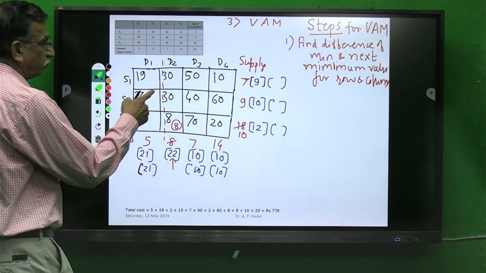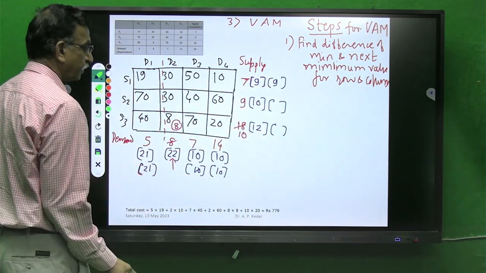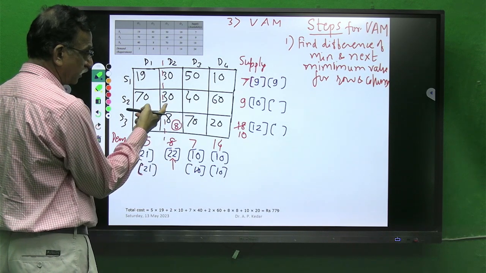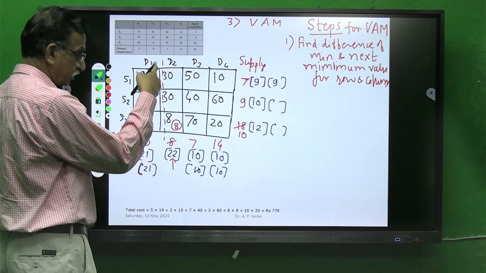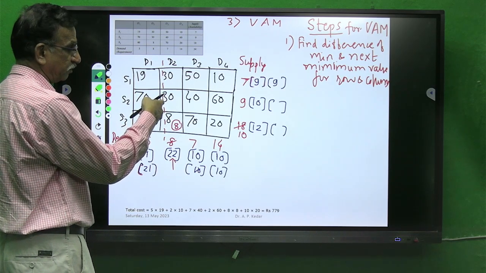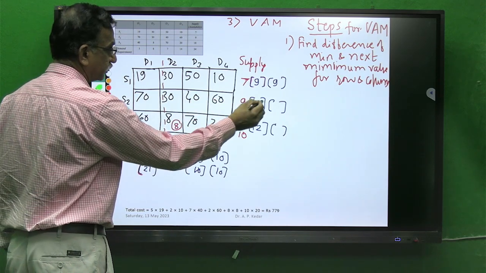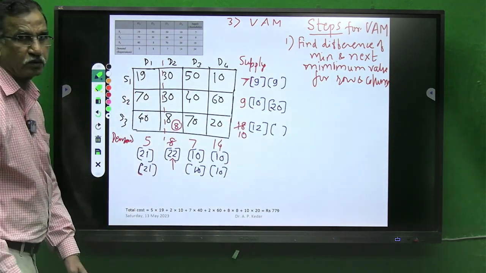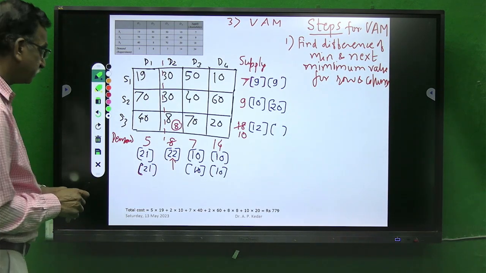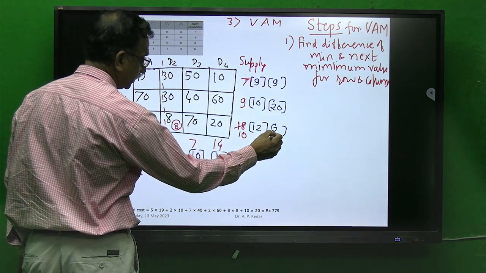So now minimum is 10, next minimum is 19, difference is 9. Okay, minimum is 40, next minimum is 60. See, I am not considering 30 because this is exhausted. By chance, if you don't draw this line, you may commit the mistake of taking this as next minimum or minimum. So now, since the line has gone, don't consider this value, difference is 20. I think it is now very clear, and this is the place where students commit mistakes. Next is difference of minimum, next minimum 20.